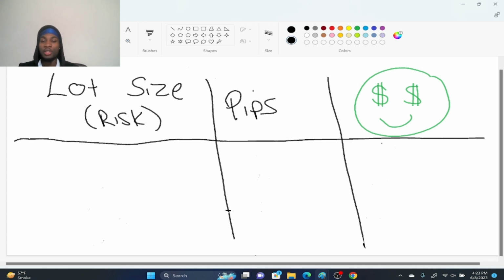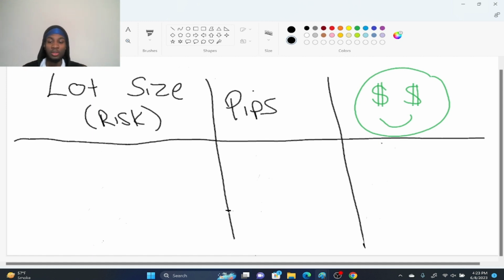So today we're gonna be talking about lot size and pips. This is the foundation of trading. If you already understand what lot size and pips are, you can click off of this video. But if you're still a beginner or you're struggling with your risk management and stuff like that, make sure you watch this video to the end.